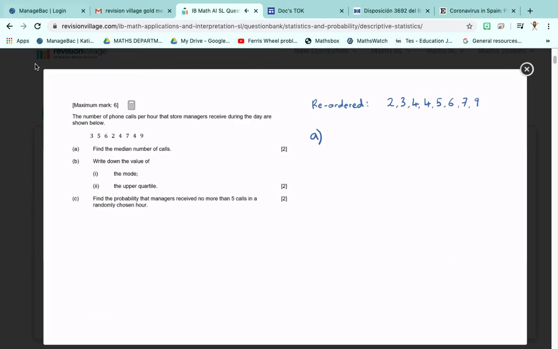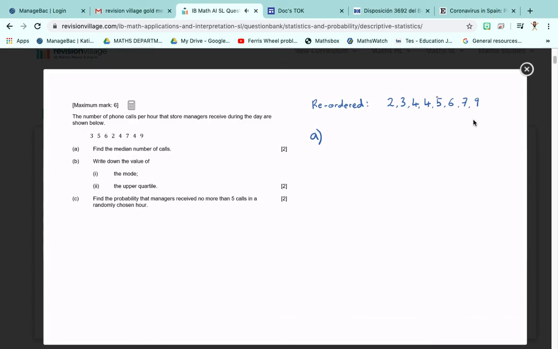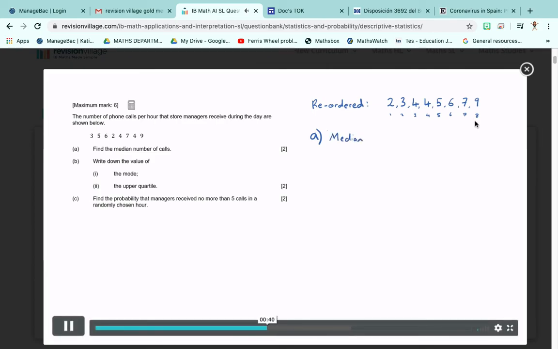Find the median number of calls. Well, you should know that for the median, the first thing you need to do is reorder the numbers. This is what we have done here. And then we need to find the exact middle of these numbers. Now, because there's an even number of numbers here, it becomes more challenging. And the reason why is because there's going to be two central numbers. And we know there's an even number of numbers because when we count them, there's 8 numbers altogether.